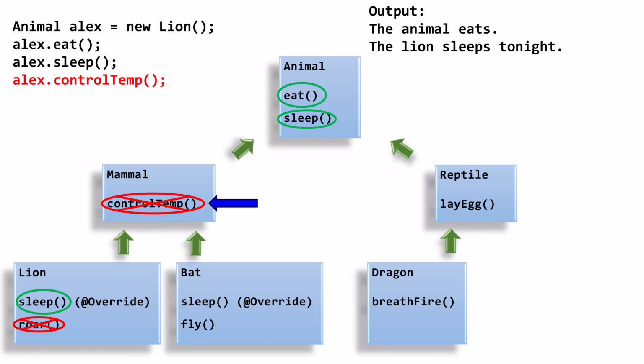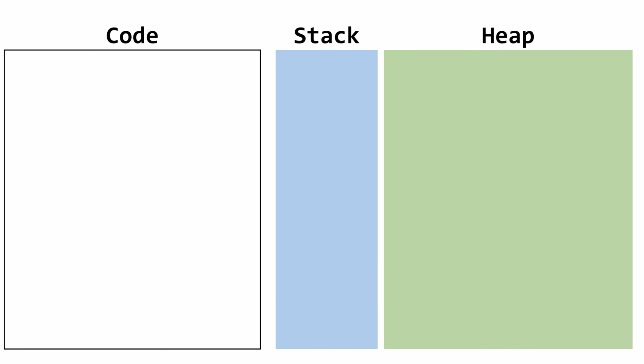Finally, we call alex.controlTemp. While the method exists in the Lion object, we can't call it from the Alex variable, so it generates an error. If we change the Alex variable to either a Mammal type or a Lion type, the call to controlTemp would be legal. At this point, people usually ask, why wouldn't I always just declare Alex as a Lion and have access to all the methods? In this example, you probably would, but I'm going to show you two examples where polymorphism is useful.